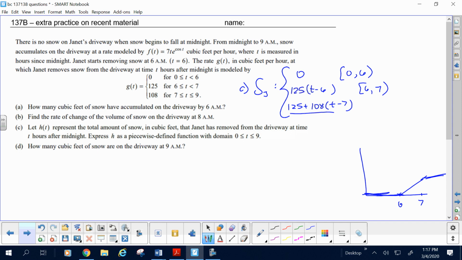All right. So I think that makes sense. At 7, it would be 125. At 8, it would be 125 and 108. And at 9, it would be 125 plus 108 twice. So it feels like it's working in terms of common sense. You follow? All right. Part D. How many cubic feet of snow in the driveway? There are a couple ways to do this. I would very commonly see this.